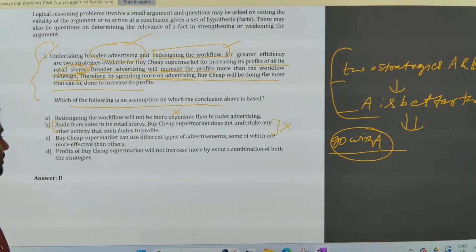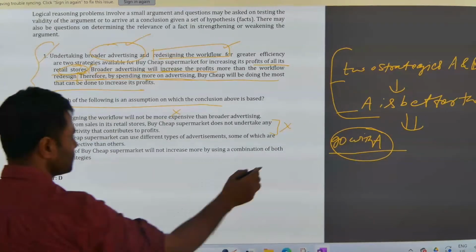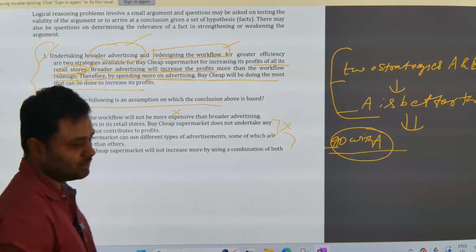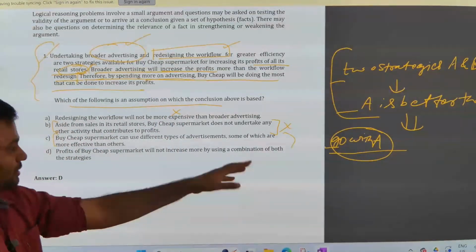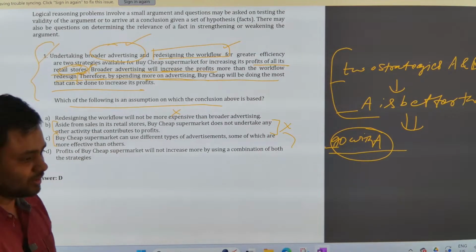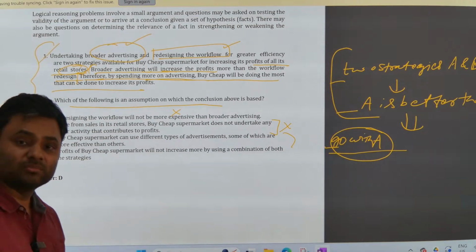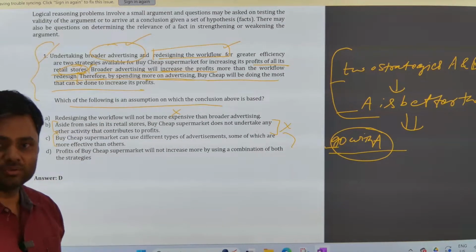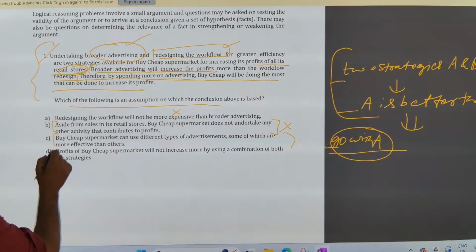C: Buy Cheap Supermarket can use different types of advertisements, some of which are more effective than others. So this is not the assumption because of which they have made this conclusion. They have come up to this conclusion, right? So they cannot assume that if we go with advertising we will be able to create different types of advertisements, so we should go for advertising. That cannot be a deciding factor, right? So C also doesn't make sense.